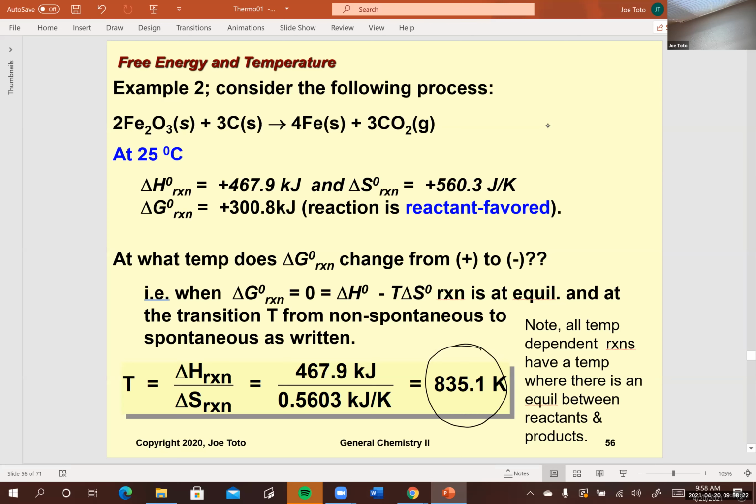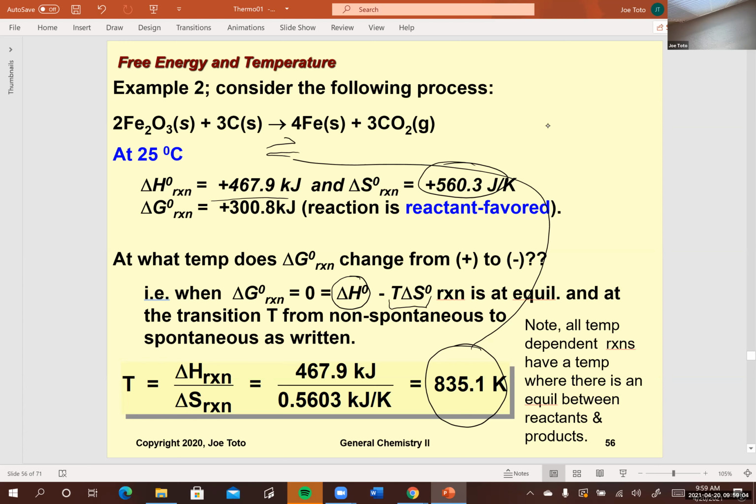So this temperature refers to when delta G is 0. So this is when there's an equilibrium between the reactants and the products. And that also signifies that the magnitude of the delta H, which is positive, is the same as the magnitude of T times delta S, right? So that makes it 0.